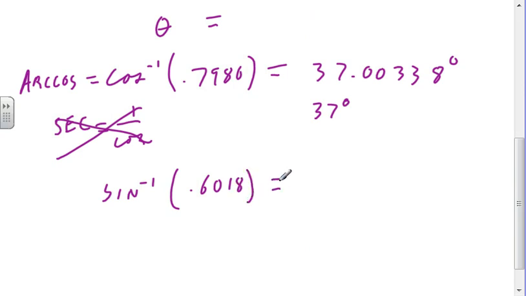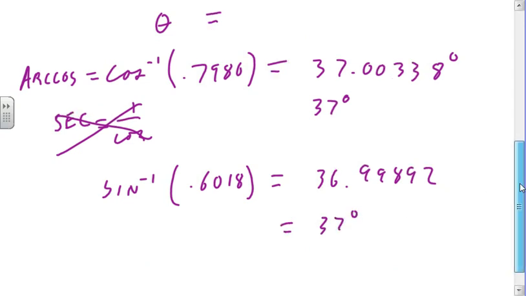Hit the sine button twice to get arc sine, 0.6018. And I get 36.99892. And I say, well, that's 30. Well, I'm going to round that off to 37.